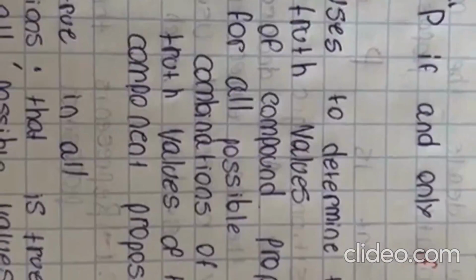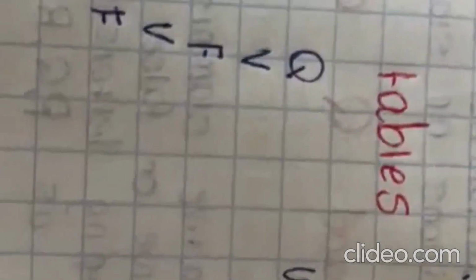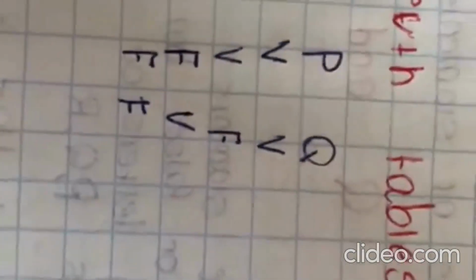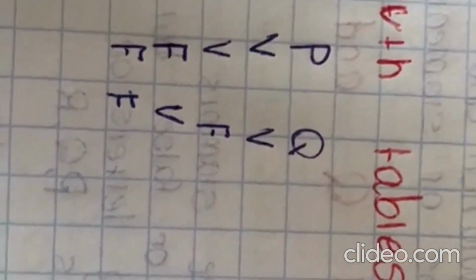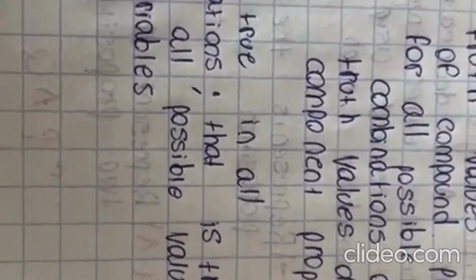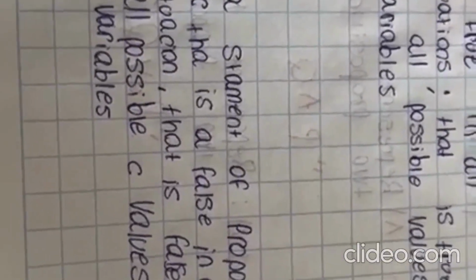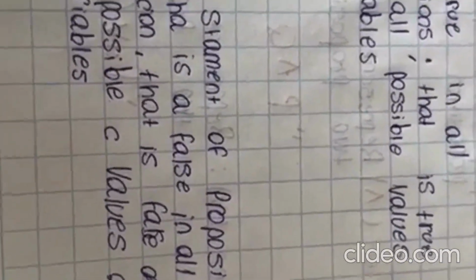Truth tables are used to determine the truth value of a composite combination of values. This selects a value for any of two values P and Q. A tautology is a statement that is true in all situations in the truth table, for all possible values of the variables. A contradiction is a statement in propositional logic that is false in all situations, for all possible values of the variables.